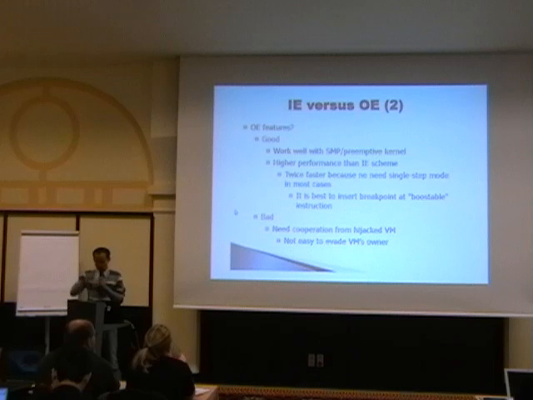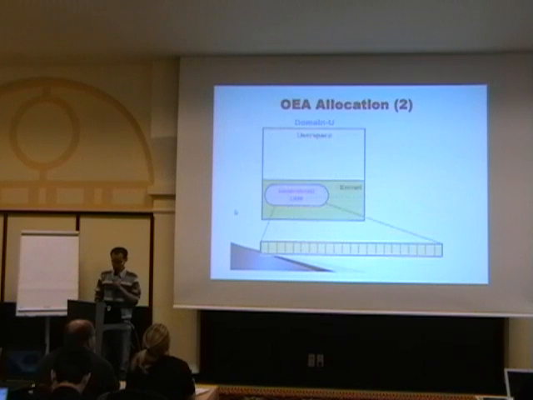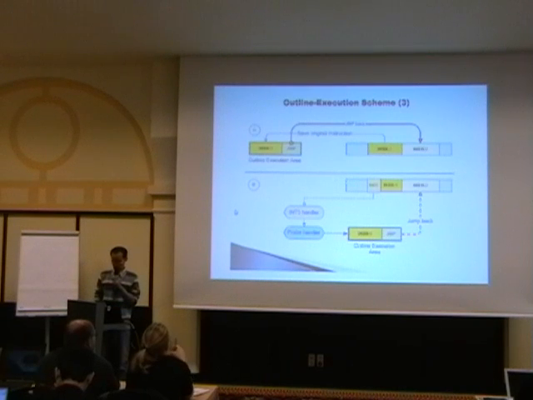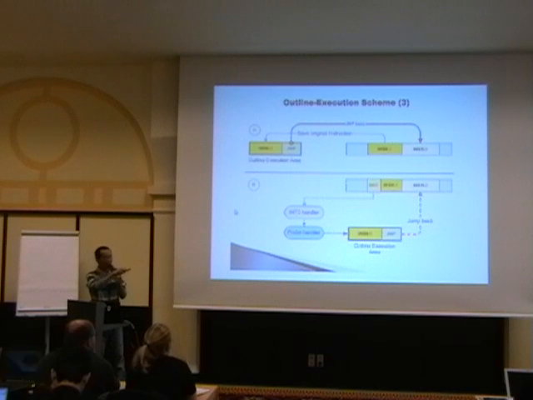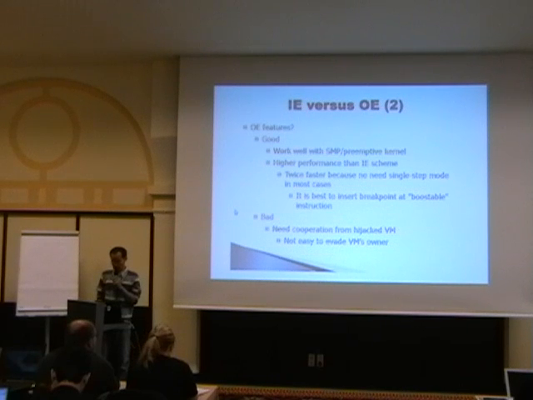How about the outline scheme? The outline scheme is good because it works well with SMP or a preemptive kernel. We always have the breakpoint. We never recover the original byte into the original instruction. You can see here, we always have the breakpoint here, so we never miss it like in the inline scheme. And the other good thing is that it offers higher performance than the inline scheme because we don't need single step. The outline scheme doesn't need single step, so it provides better performance.